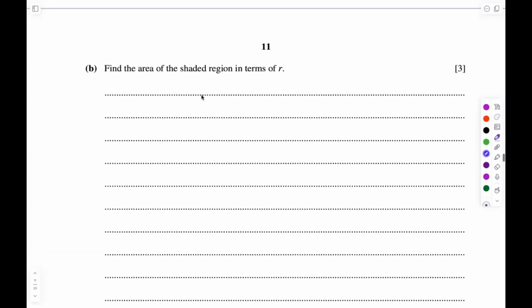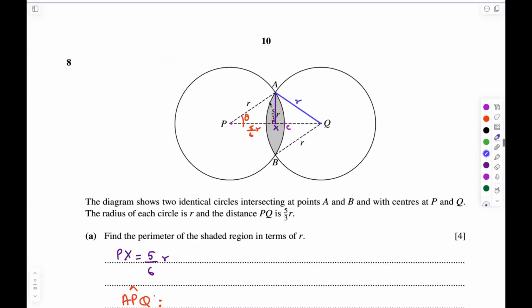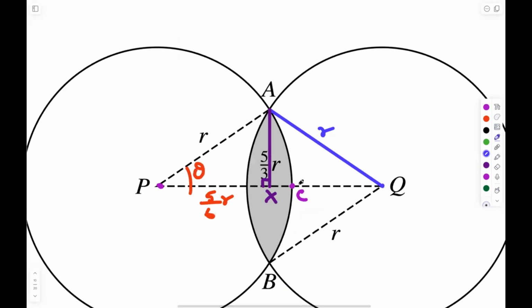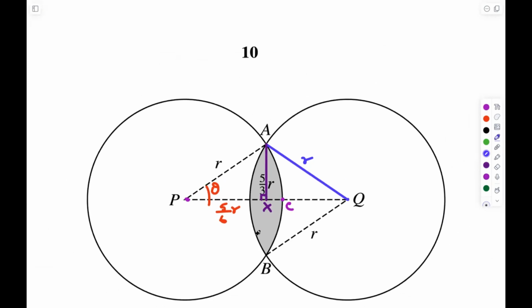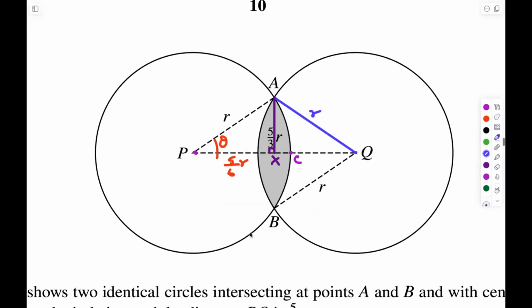In part B, we have to find the area of the shaded region in terms of R. Now, to find the area of the shaded region, we can take the sector APC, find the area of the sector, and subtract the area of the triangle APX. So we'll get 1/4 of the shaded region. Then we can multiply our answer by 4. So first, finding the area of the sector APC.